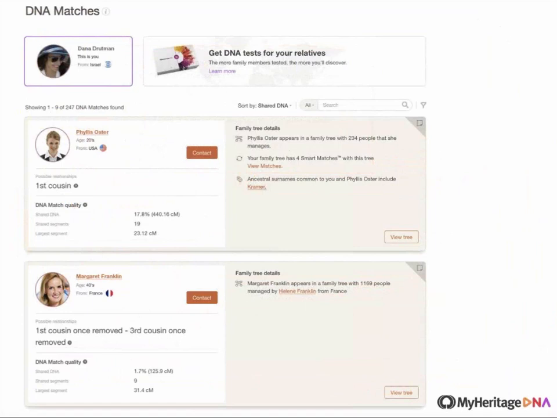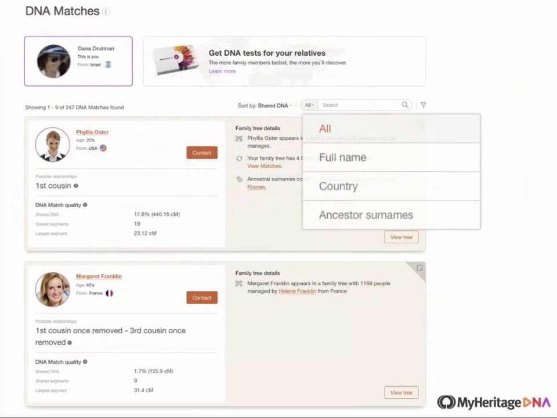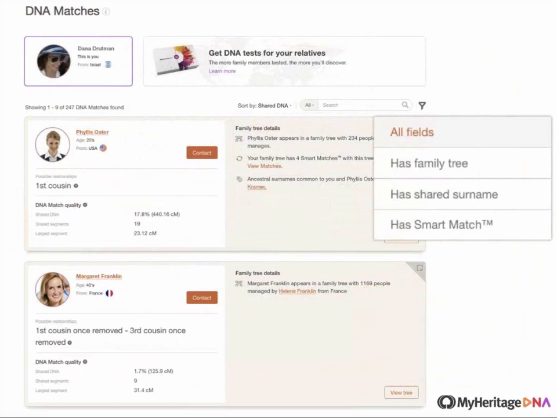I can use the advanced tools that MyHeritage has in order to sort the DNA results, either by the portion of shared DNA, by the number of shared segments, by the length of the largest segment, or just alphabetically by full name. I can also use the advanced searching tools to search for the full name of a match that I know I have, to search only for results from a specific country, or to search only for results that have a specific ancestral surname shared between me and my DNA match. I can also filter my results by who has a family site, who has smart matches with me, and who has shared ancestral surnames. So it's very, very easy.